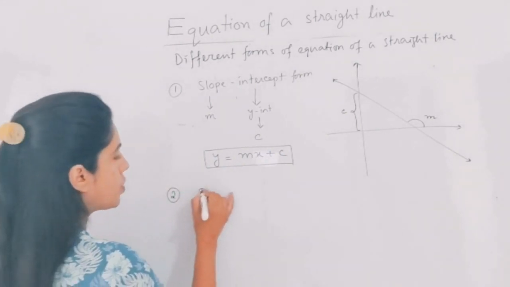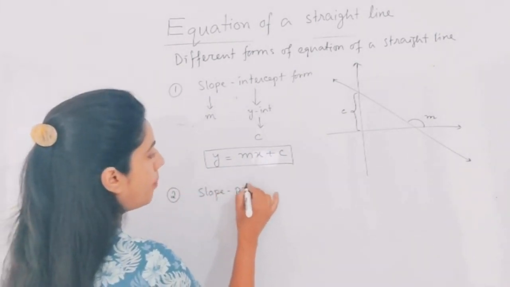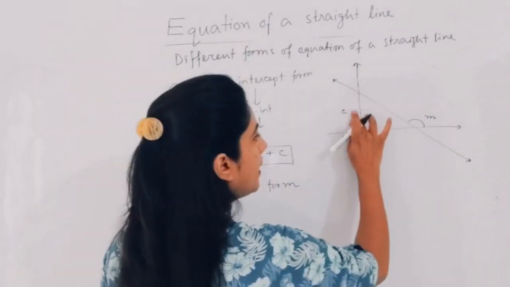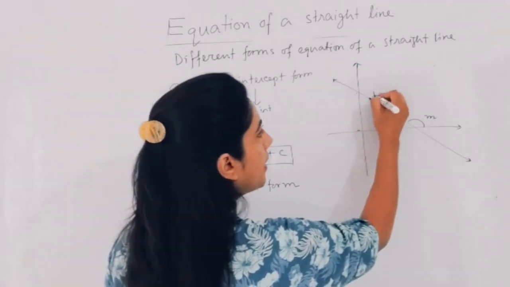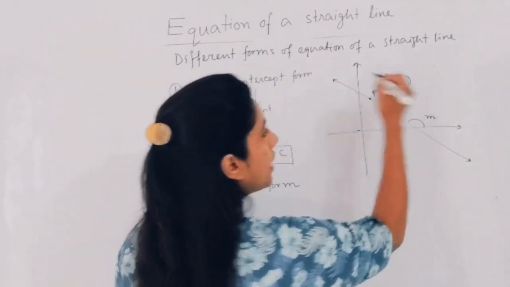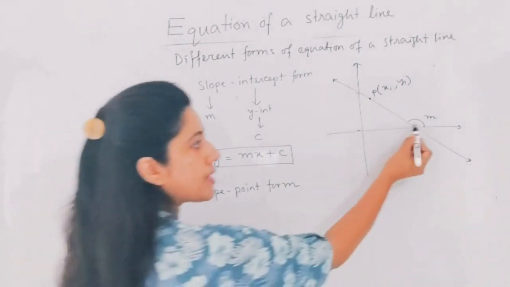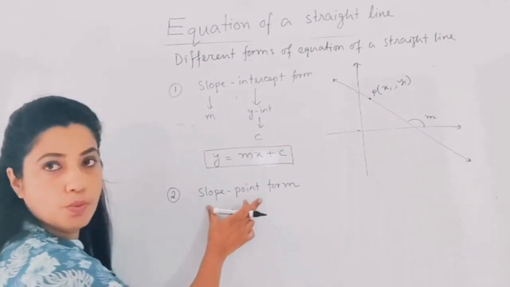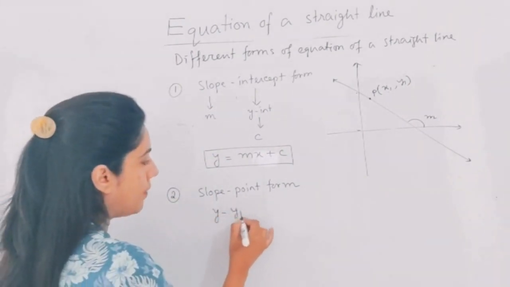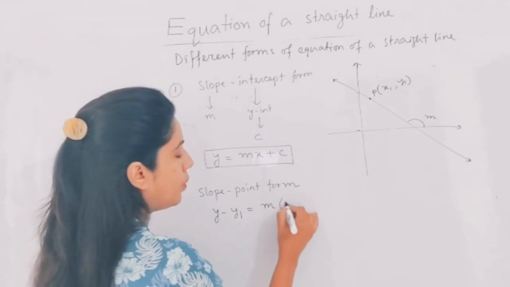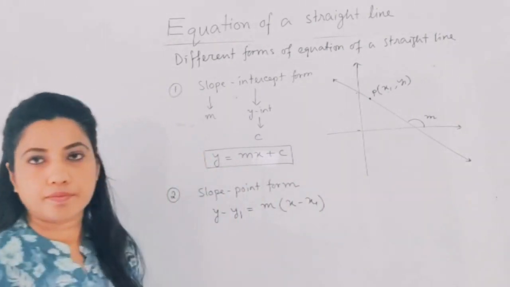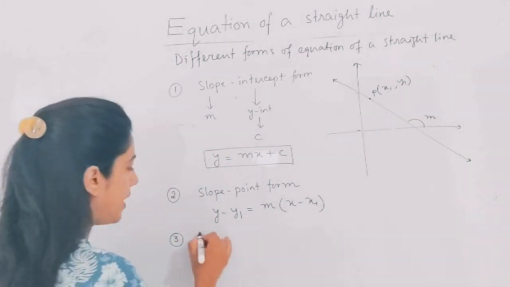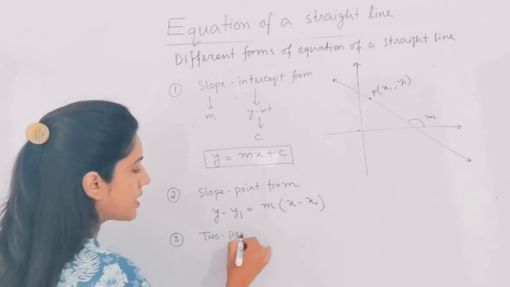Second form is slope point form. Slope point form, where slope is given and one of the points P is given through which the line is passing. When slope M and one of the points through which the line passes is given to us, we are going to use this form, which is y minus y1 is equal to M whole into x minus x1. Okay? And from this only we are going to get one more form, which is called the 2 points form.